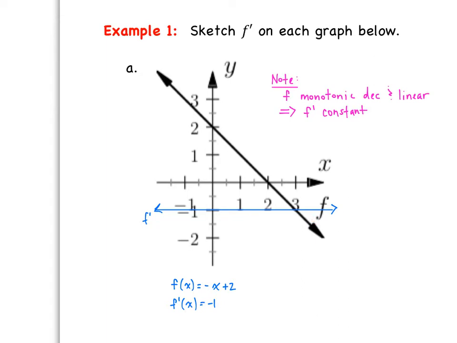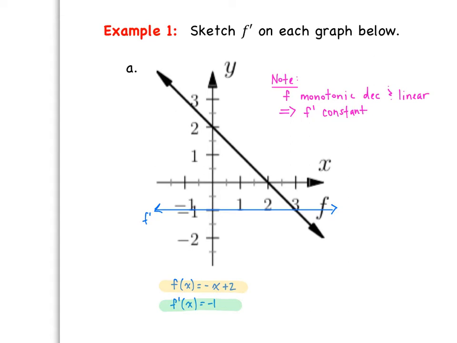Now, you could take it a step further and figure out what the equation of that line is, and we can. So the equation of that line is f of x equals negative x plus 2. So if we were to take the derivative, we would get our derivative to be negative 1. So we could go ahead and sketch the graph. Our graph of f prime is going to be a constant, a horizontal line at y equals negative 1.